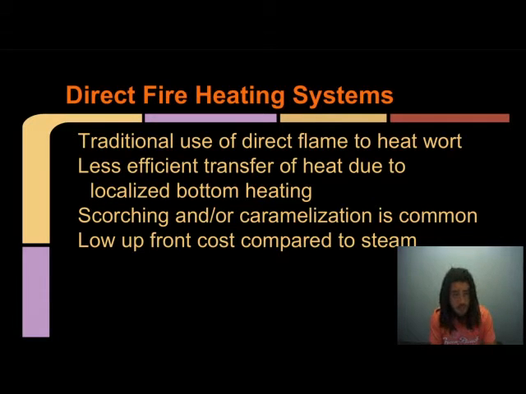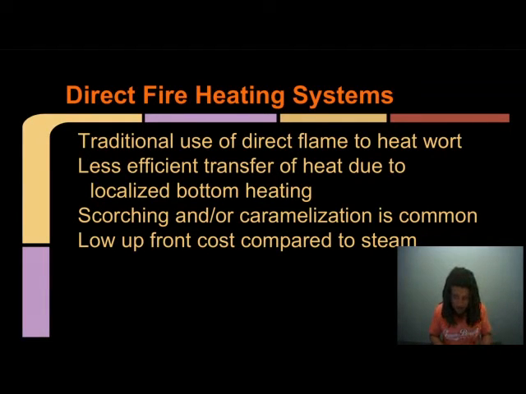It is less efficient as far as the transfer of heat due to a localized bottom heating. A lot of the ways that these direct fire heating systems are designed these days is you have the flame on the bottom, but they do allow for the flame to go up on the sides to try to increase the efficiency of heat transfer around the side of the kettle. However, most of the heat is still going to be on the bottom.